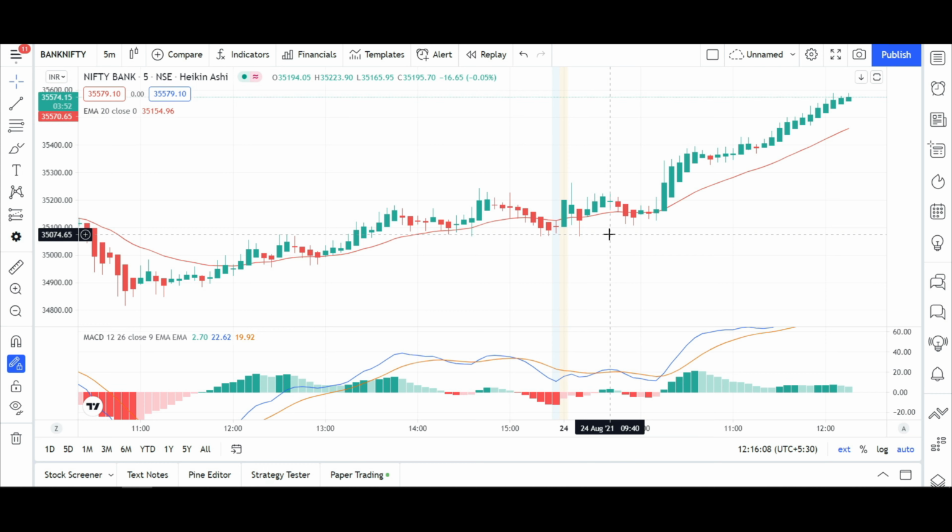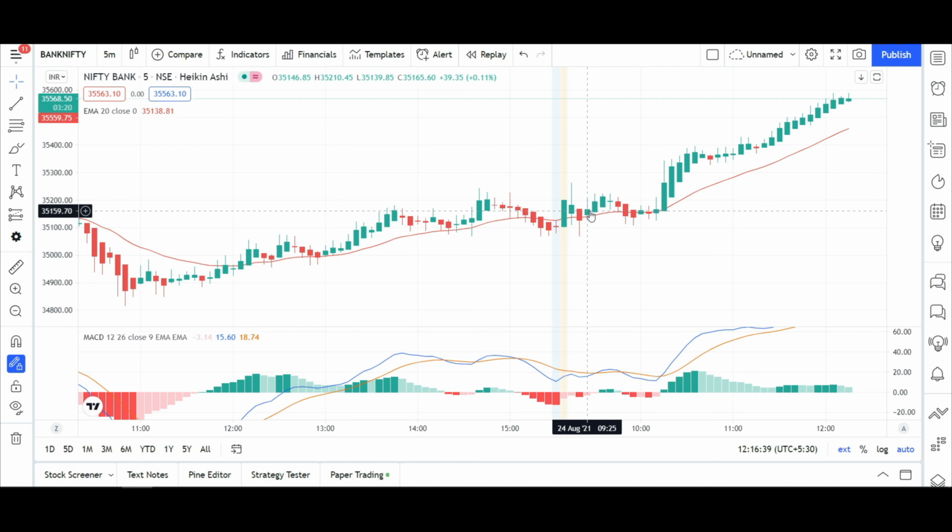First, let's understand how this strategy works. The market opens exactly at 9:15. After the market opens, we have to wait for at least 3 to 4 candles to form, which is 9:15, 9:20, 9:25, around 9:30, at least 9:30. Then we have to understand and see where the market is headed.